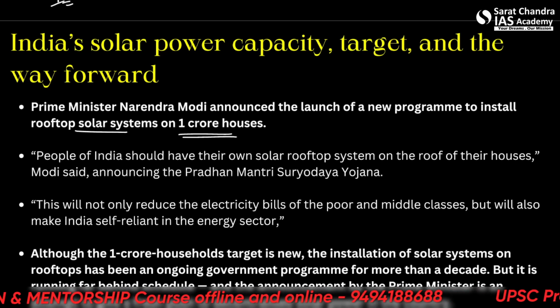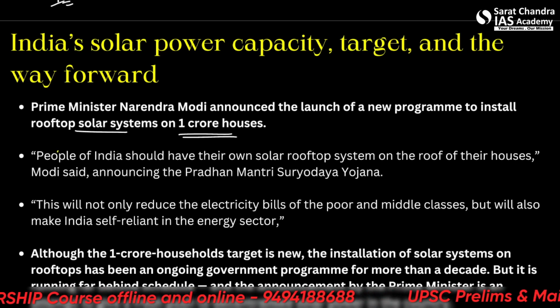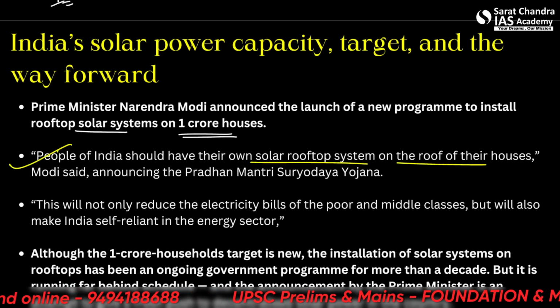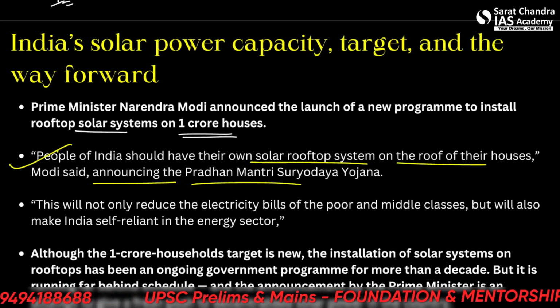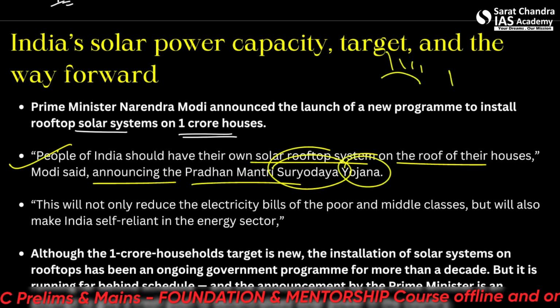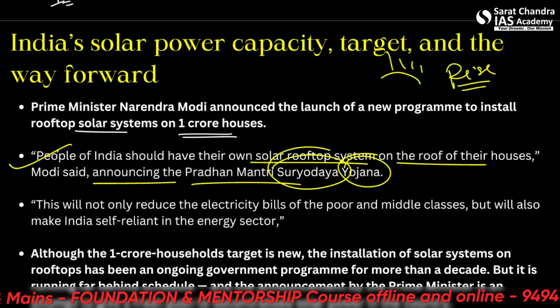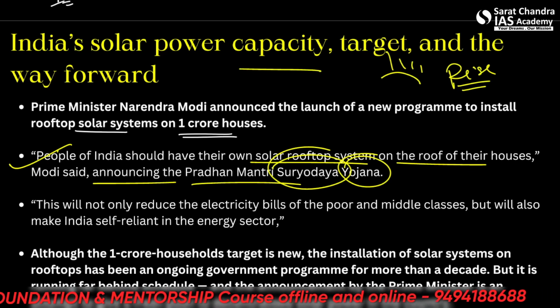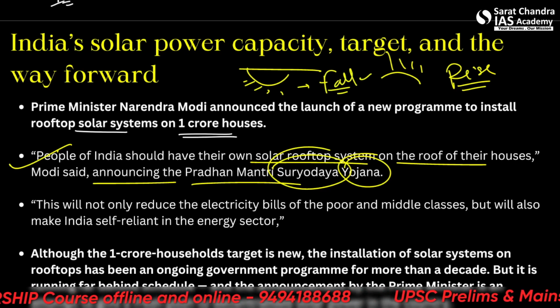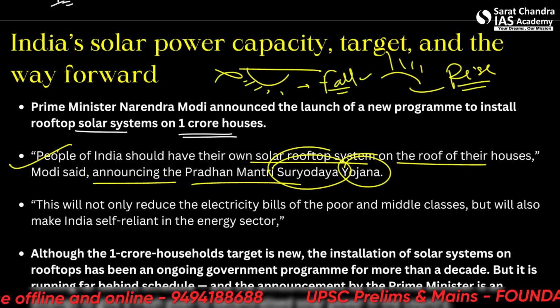Just a second. What is the philosophy behind this? That people of India should have their own solar rooftop system on the roof of their houses, announcing the Pradhan Mantri Suryodaya Yojana. Surya means sun, Uday means to rise. So sunrise scheme basically. There's another one that is Surya Ast. Ast means the fall basically. Okay, so we are not talking about the Ast, we are talking about the Uday.